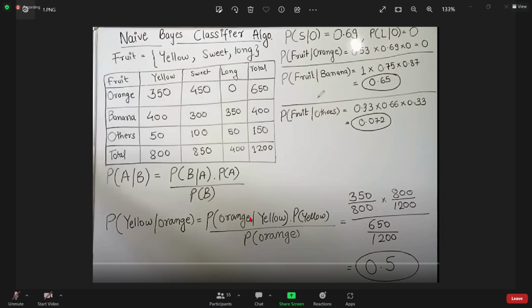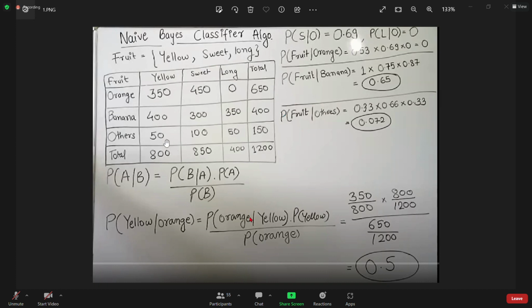Assume you have three bags. In the three bags, you have 400. Third bag, you have 150, right? And out of 650, you randomly pick fruits from the shop. Out of 650, 350 are yellow, and 450 are sweet. I want you to think about what I'm trying to say. Understand, guys?